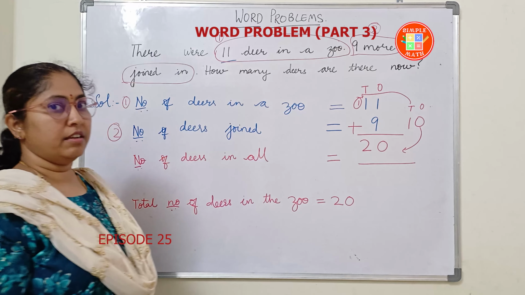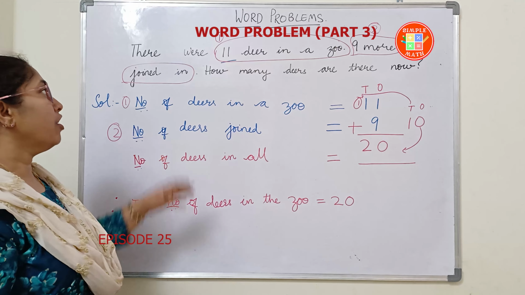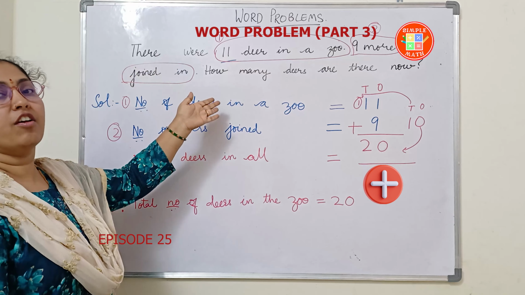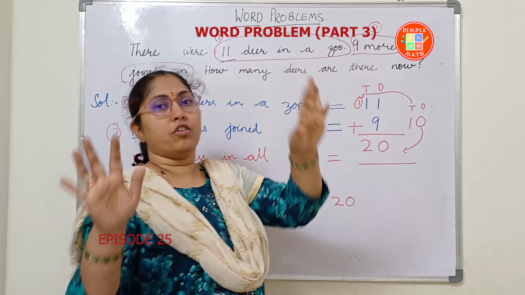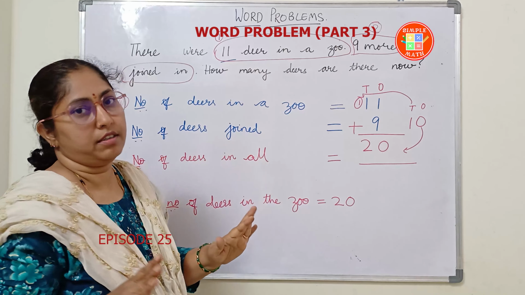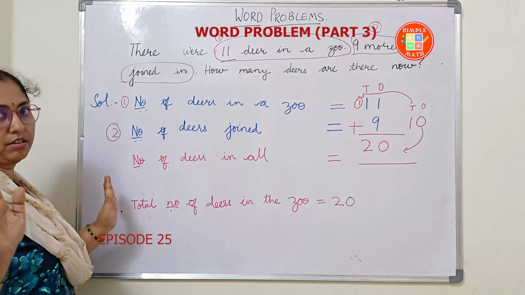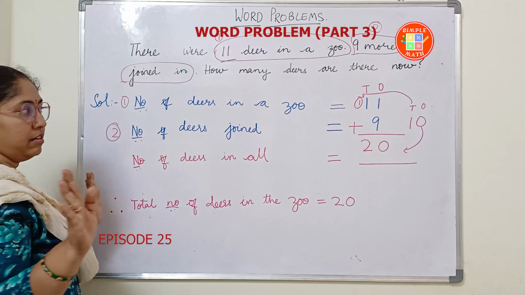Clear, children? Here they did not give all together or in all or total or sum. They gave you more. More also is addition. So you have to remember a few terms. More, in all, together, sum, total. We do addition. Then you have to frame the statements from this question only.